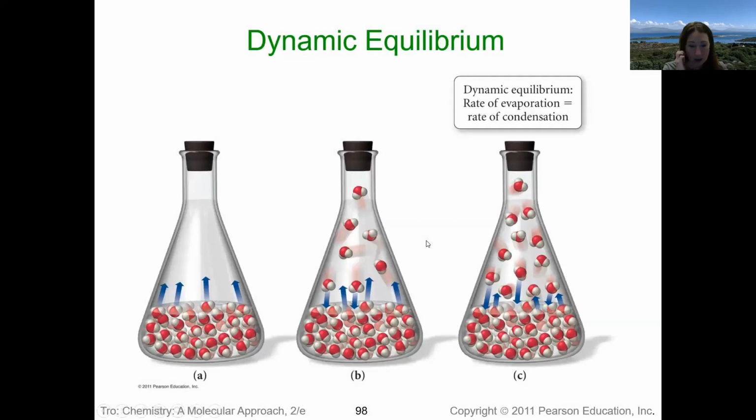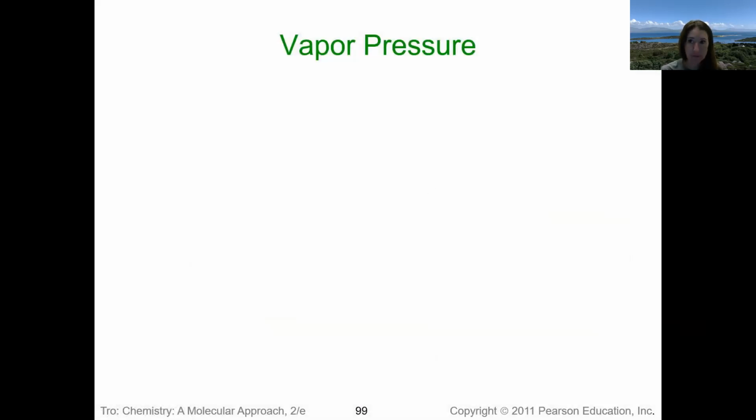So this is what equilibrium looks like. They begin to evaporate, but then some begin to condense, and then eventually the rate ends up being exactly the same. The rate of evaporation equals the rate of condensation, and then we have about the same amount sitting up here. Okay, so that brings us to our next one, which is vapor pressure.